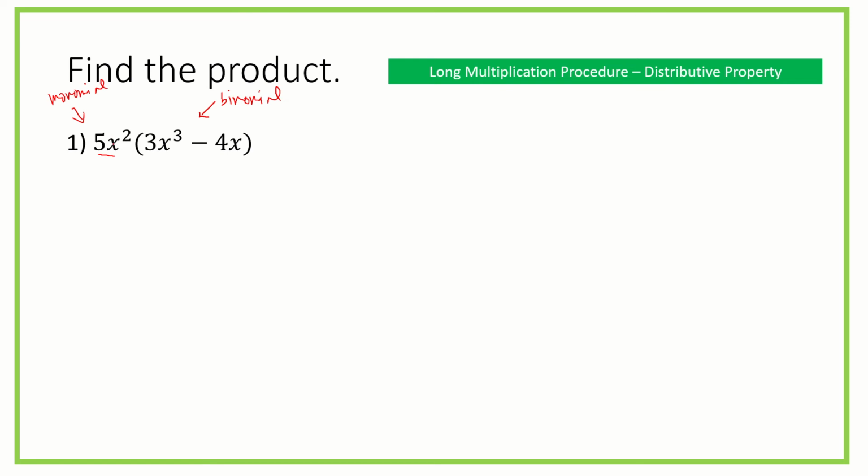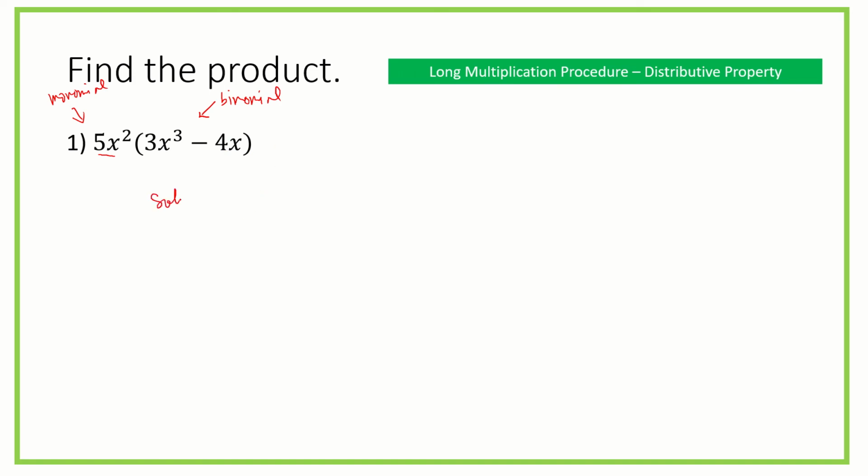So how do we get the product of our monomial and binomial in here? We will be using the long multiplication procedure, which is through distributive property. So we distribute the monomial to each term of our polynomial. For now, it's a binomial. That means we're supposed to distribute 5x squared to both 3x cubed and negative 4x.